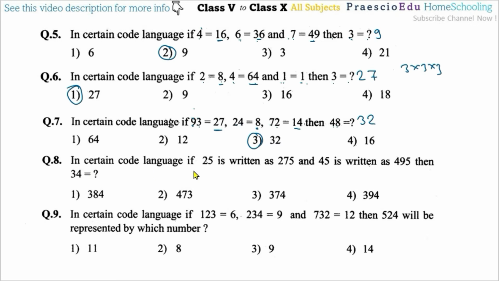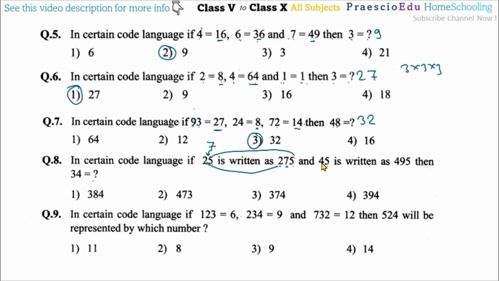8, in certain code languages, if 25 is written as 275, 45 is written as 495, then 34 is written as how much? 2 and 5, we are getting 7. Okay, addition of these two digits is 7, and that digit we will place in the middle. So likewise this 2 is here and this 5 is here, and in between, 2 plus 5 is a 7 at the middle place.